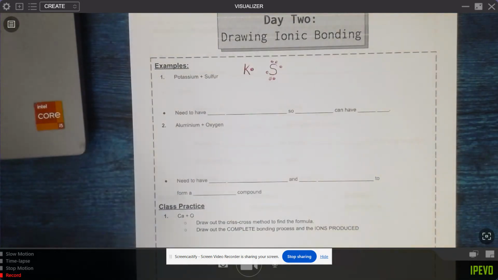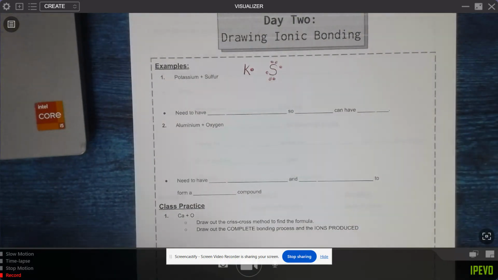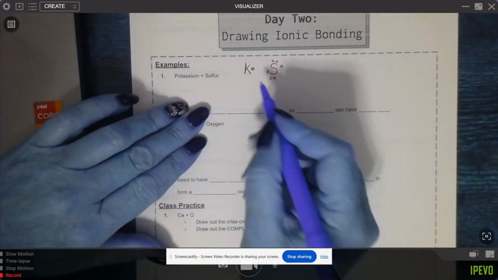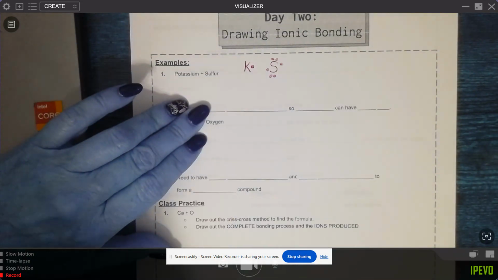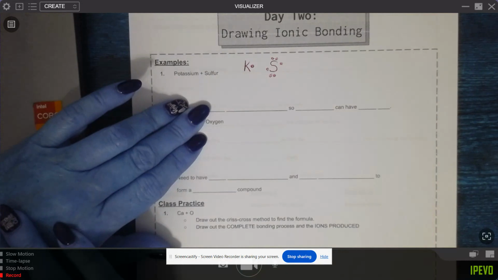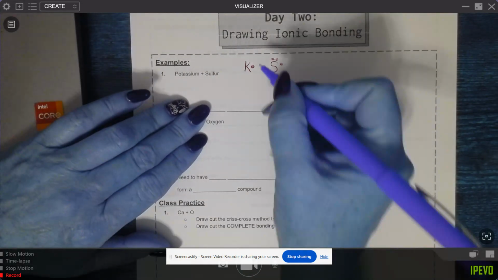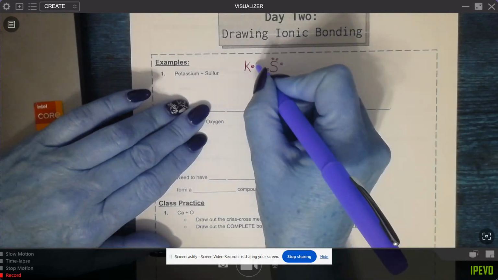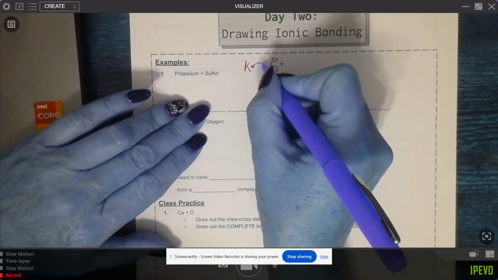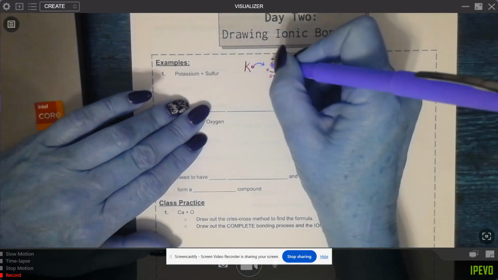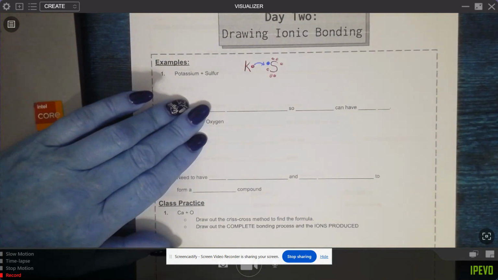Okay, now what's going to happen in an ionic bond? Okay, remember in the covalent bonding we just connected the dots. We cannot do that anymore. Okay, that will be an incorrect answer. What happens in ionic bonds is the metal loses an electron. So this electron on the potassium moves over to the sulfur.